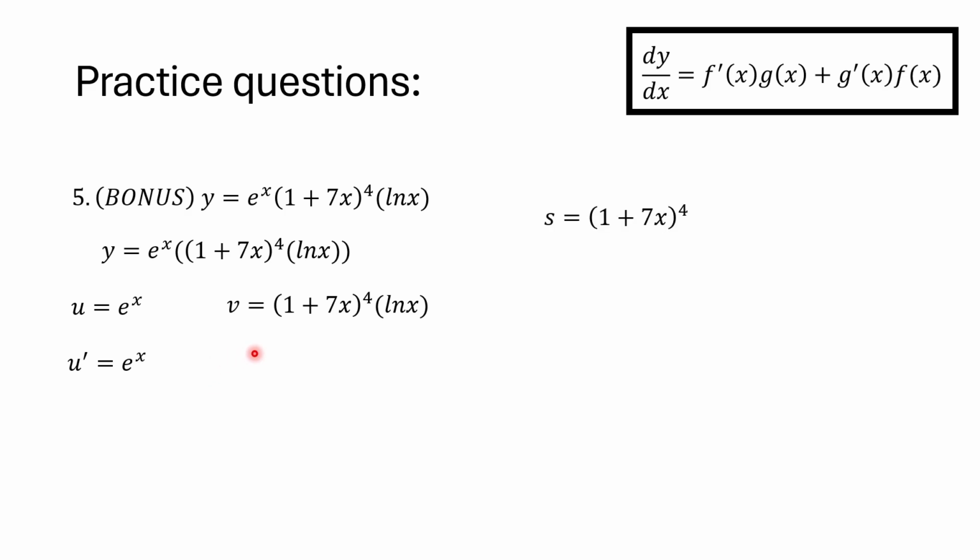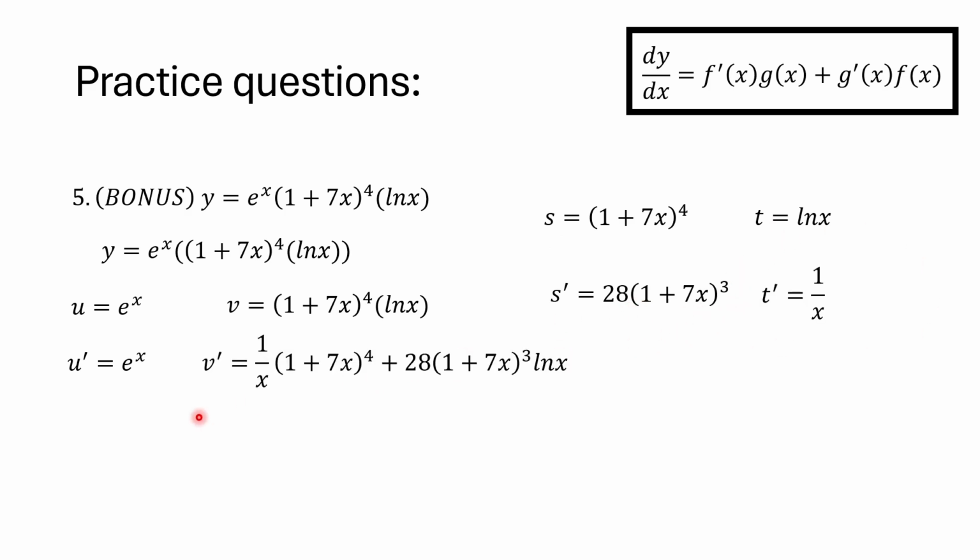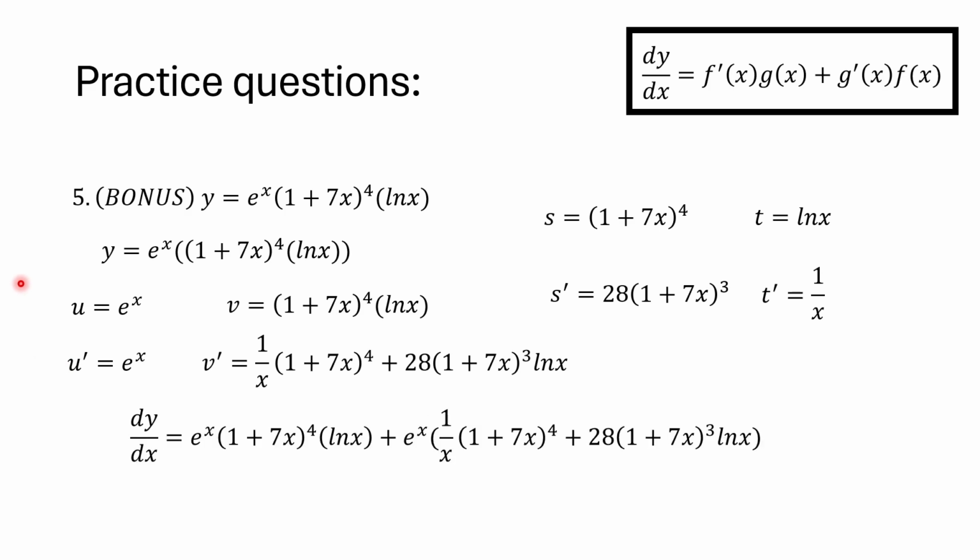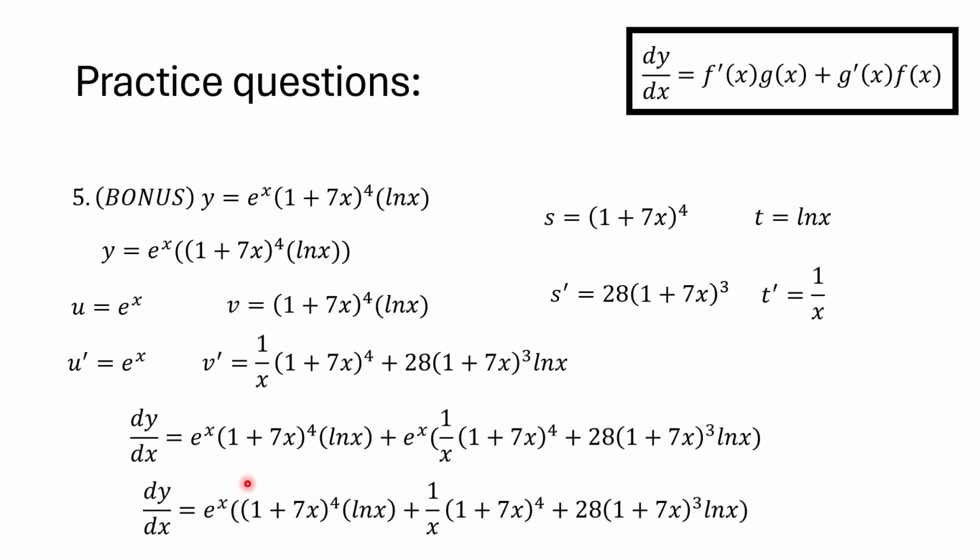I need to apply the product rule again. So if I say s is equal to 1 plus 7x to the 4, t is equal to the natural log of x, then s' will equal this, t' this, and then I can apply the formula to get v' is this. And now I have all the ingredients I need to apply the formula. So then uv' plus vu' will produce this here. And then you can factor out e to the x if you wish, and get this as your answer.